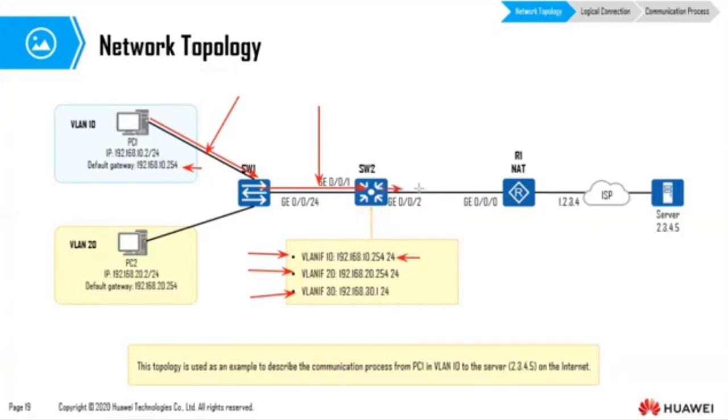of course, to the egress router. Then the router is going to send it to the ISP. ISP is going to deliver it to what?